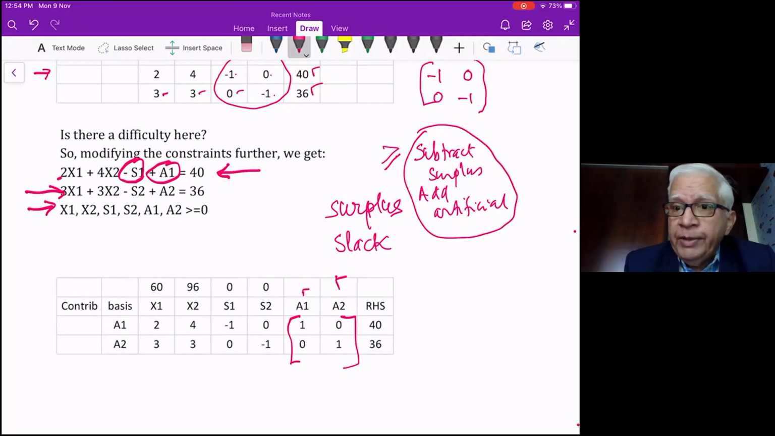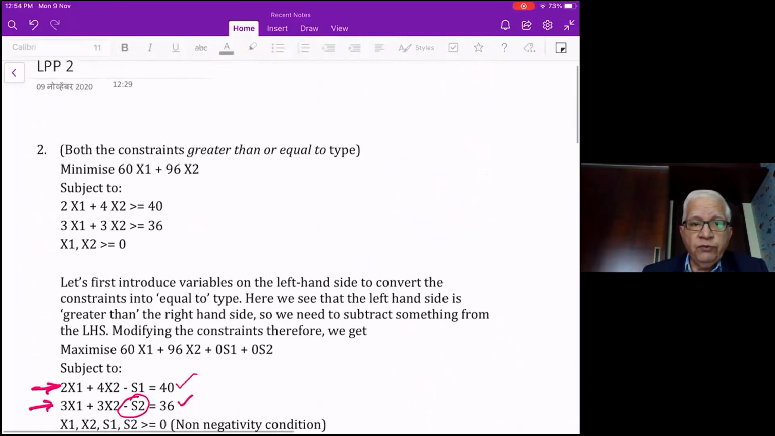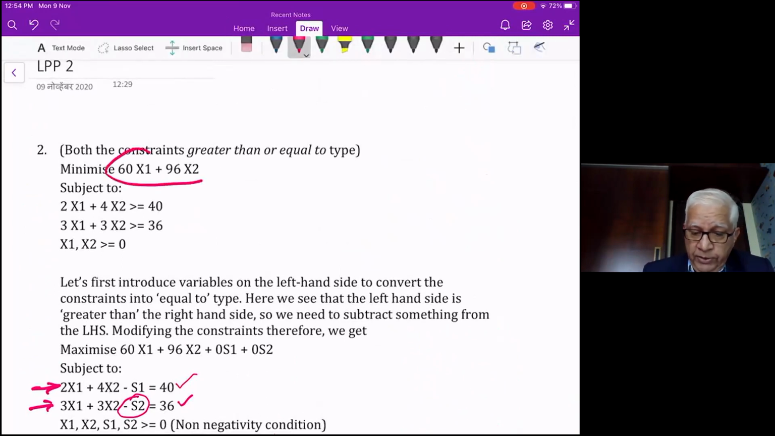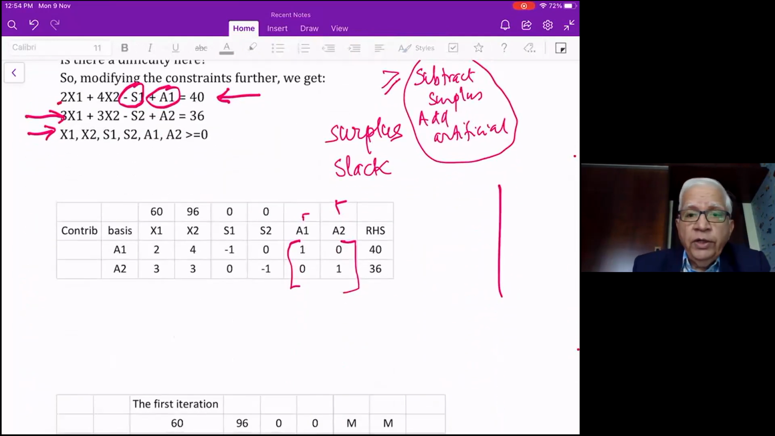The problem is for minimization. Remember, the objective function value is to be minimized. Okay, so what is the objective function value? The objective function is 60x1 plus 96x2. This is required to be minimized. Okay, so if the objective function is to be minimized, so long as A1 and A2 are present in the basis, they will never allow the objective function to be minimized.